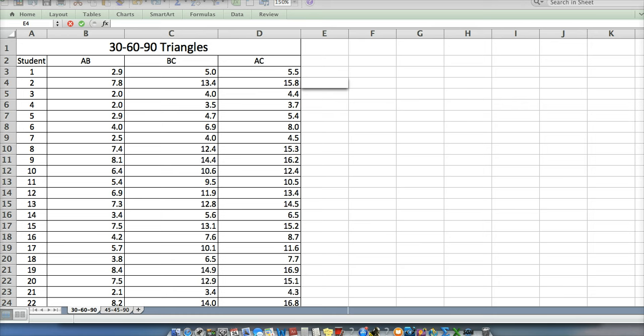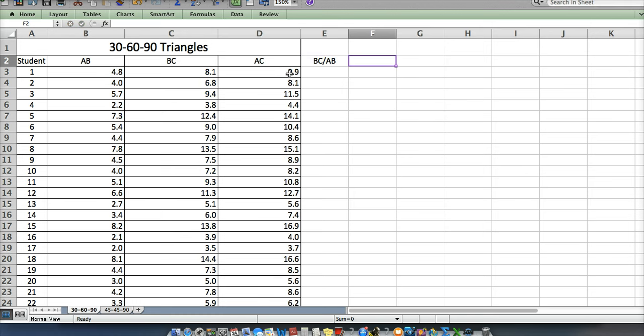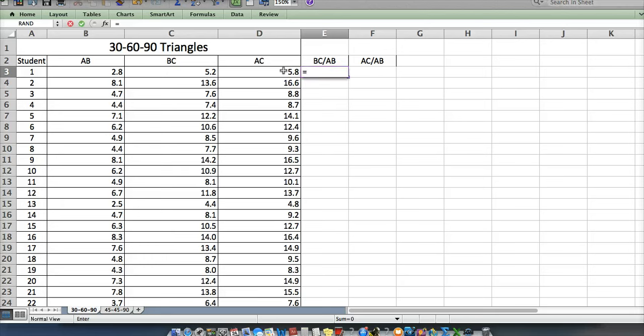So in this lesson on special right triangles, we have our data tabulated in this table here. And what I'm basically going to do is make some new columns, for example, BC over AB, and then another column, AC over AB. So of course, one of the main things that students need to see about spreadsheets is that they're good at calculating formulas. So we use a syntax equals, and then we can say, B3 divided by, or rather that would be C3 divided by B3. And that calculates a ratio.